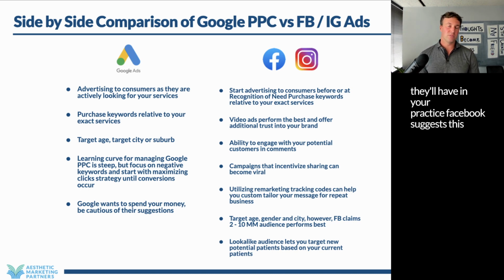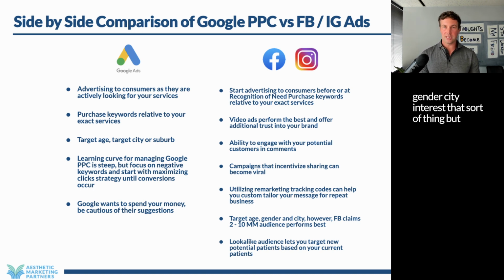Facebook suggests, between Facebook and Instagram, an audience of 2 to 10 million performs the best. You can target age, gender, city, interest, that sort of thing. But ideally you want your group to be between 2 to 10 million. That can be tough to reach for some of these smaller cities, smaller suburbs. That's just what they suggest.